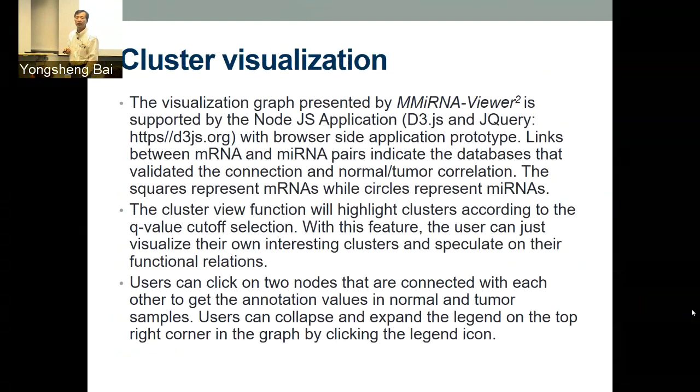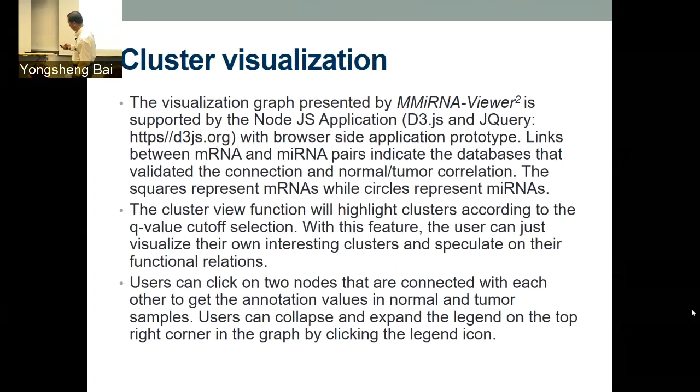We have the edges, and as we said, edges also represent detailed information, not just the connections. They also have thickness and color, and everything tells a different meaning. We use different shapes to represent either mRNA or microRNA. And as I mentioned, we have a cluster view function according to the q-value cutoff. A user can also collapse or expand the legend, which are cosmetic features.